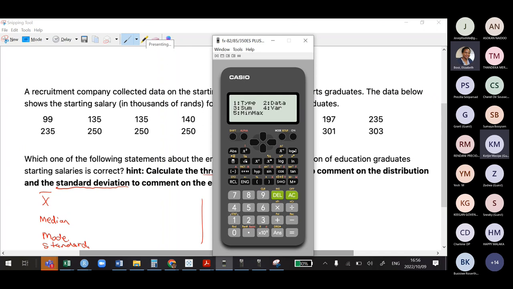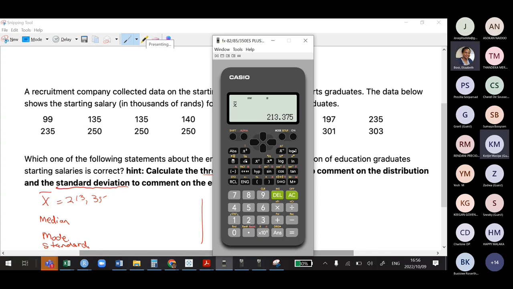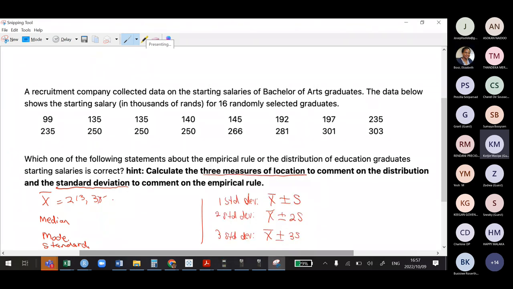16 records are recorded. Okay, let's calculate the mean quickly. The mean, shift stat, the mean x-bar, equals 213.35. I can multiply that by 1,000, which gives us the mean of 213,377.5, the same as 213.3775.